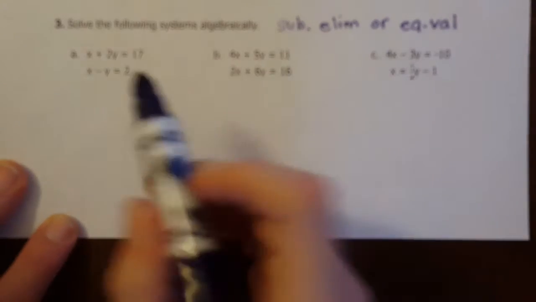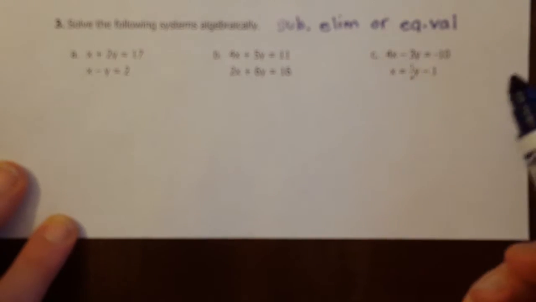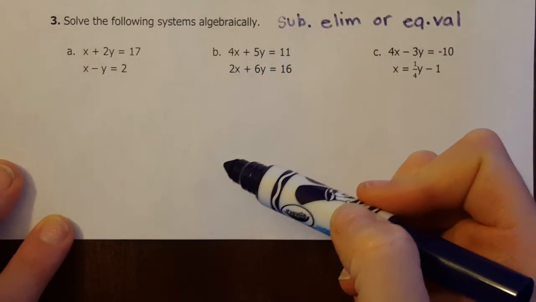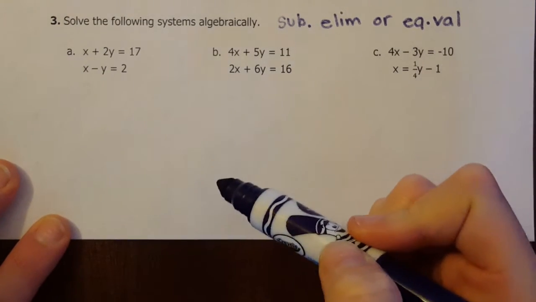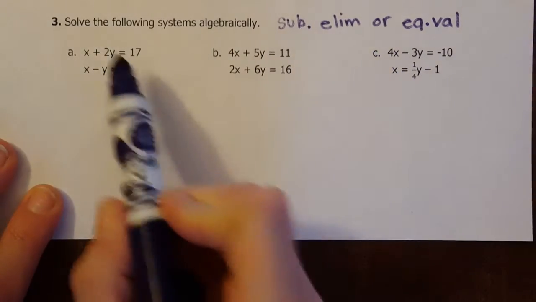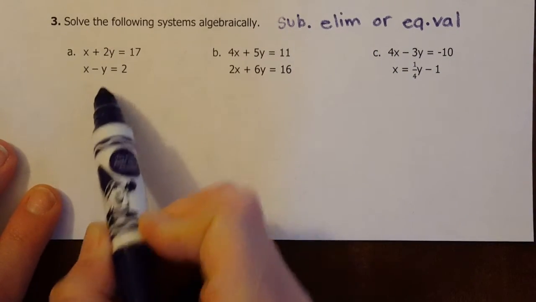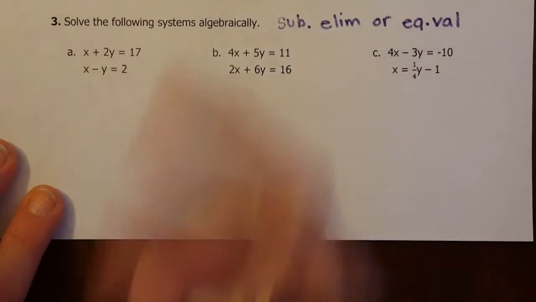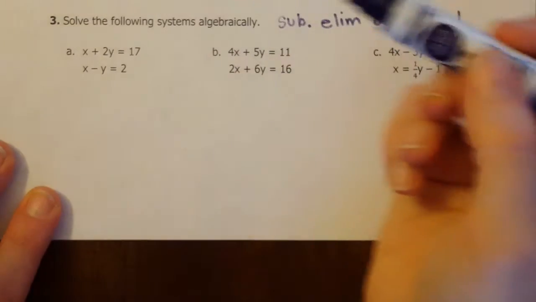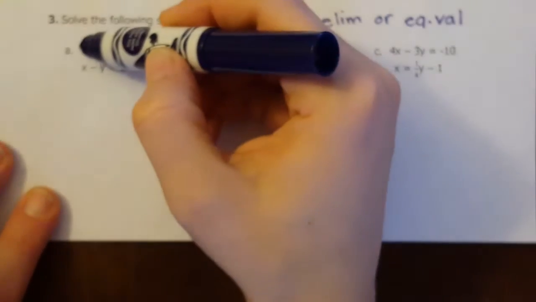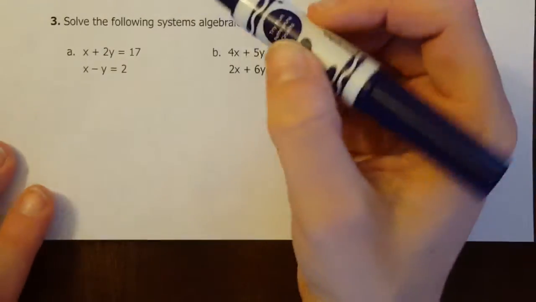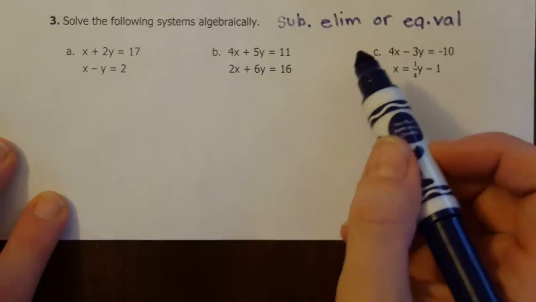Alright, so substitution is when we have a variable already solved, like x equals something or y equals something, and then we plug whatever that equals into the other equation. Elimination we use when the x's and the y's are together on the same side, just like in problem A. Notice we have x and y, and then in the bottom we have x and y. So we want to cancel out either the x's or the y's. We want to get 0 x's or 0 y's.